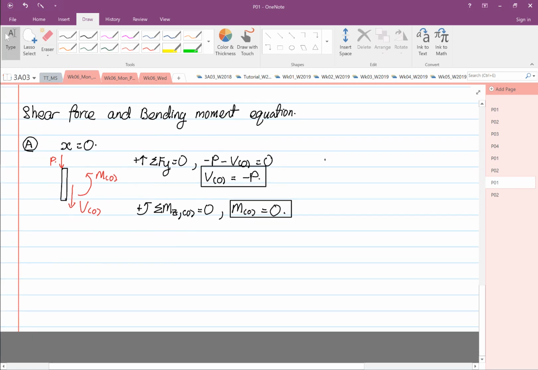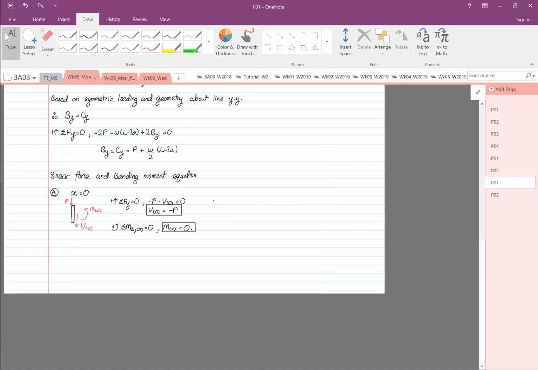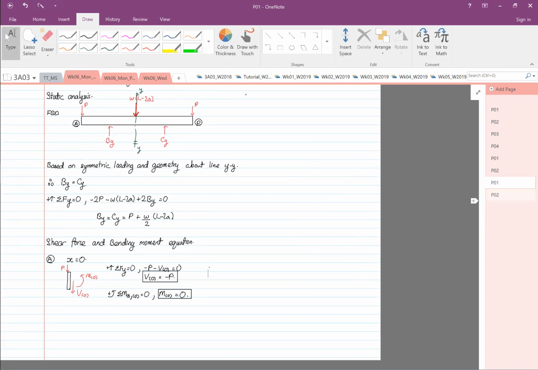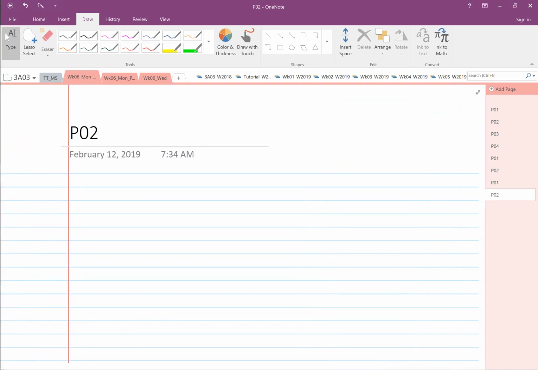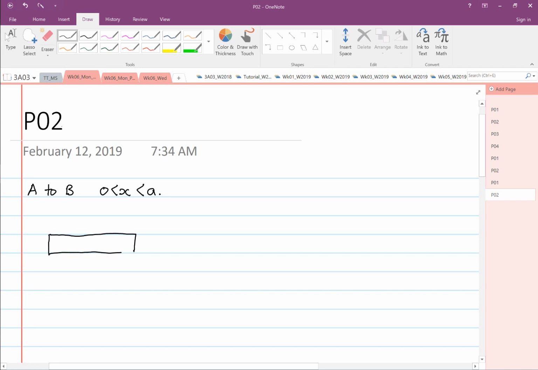Then we consider point A. I'll do the next page. So if we look at point A, between point A to point B, right? 0, x to A. So now this is our beam. Datum is still on the left hand side.